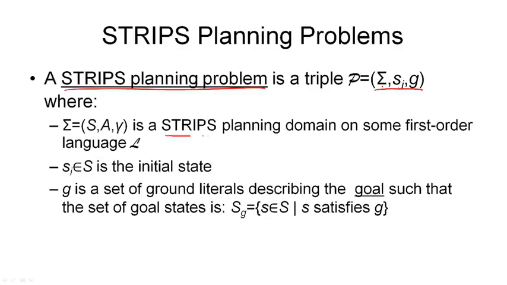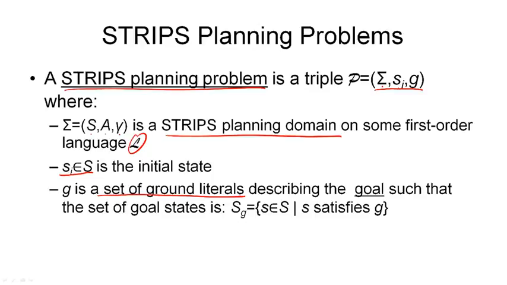The first is a STRIPS planning domain that is defined over some first-order language we've seen earlier. Again, we have the state space here, the action space, and the state transition function as we've seen in the previous slide. Then there are two more things we need for a planning problem. The first is an initial state, which is simply one of the states in our state space. Finally, the goal of a planning problem is defined as a set of ground literals.